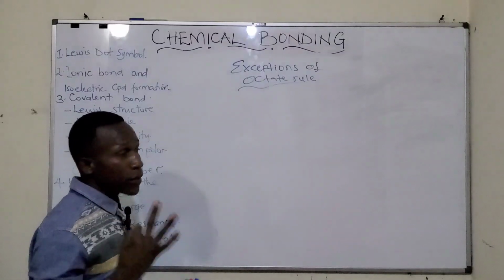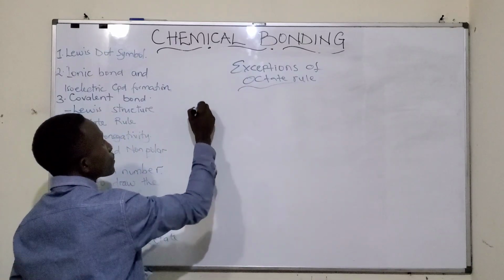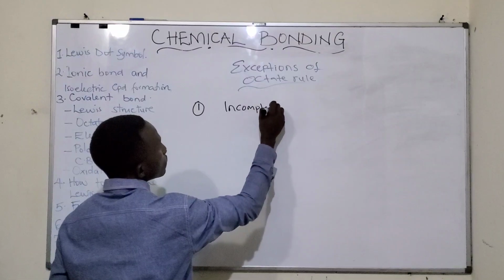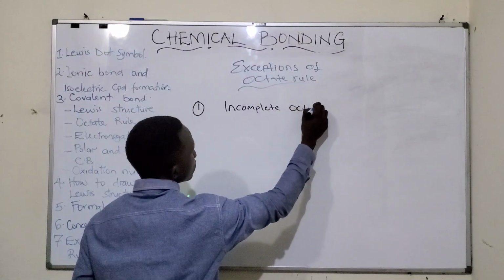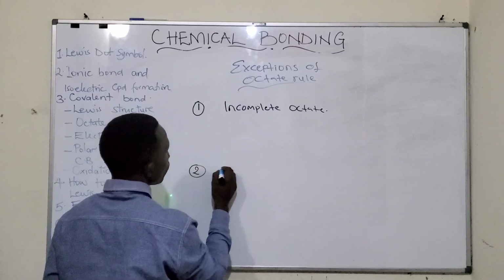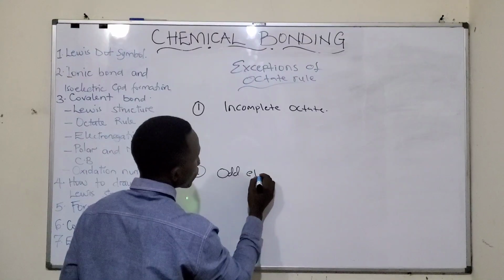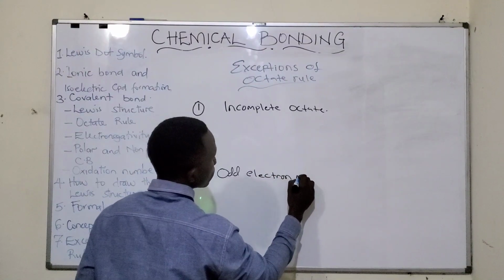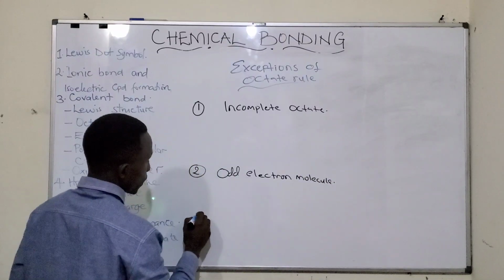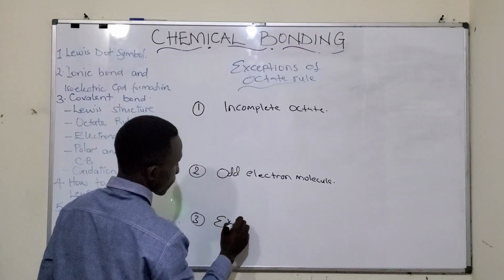These are three cases where the octet rule doesn't apply. One, we have incomplete octet. That's one we are going to see. Second, we have odd electron molecules. Then the third one, those with expanded octet.